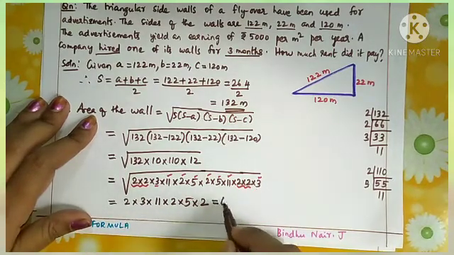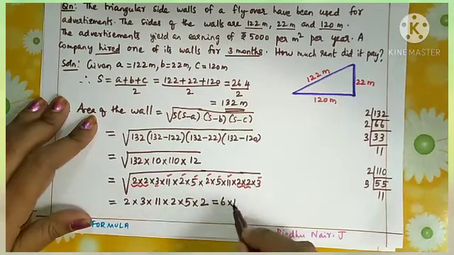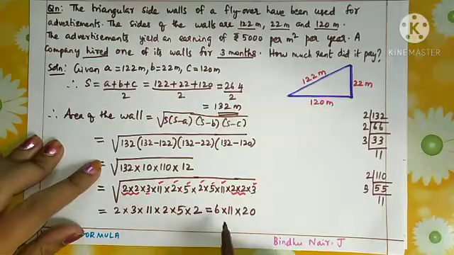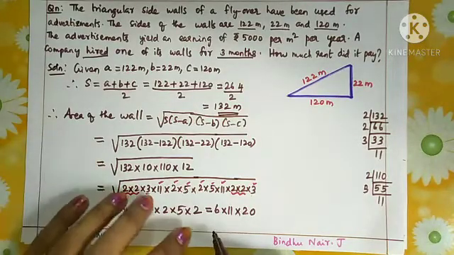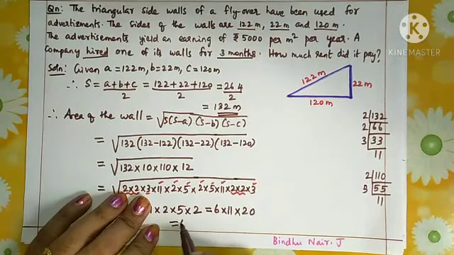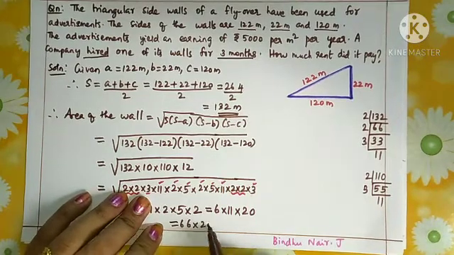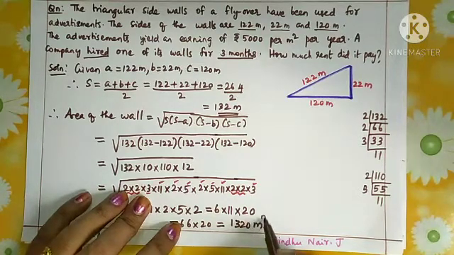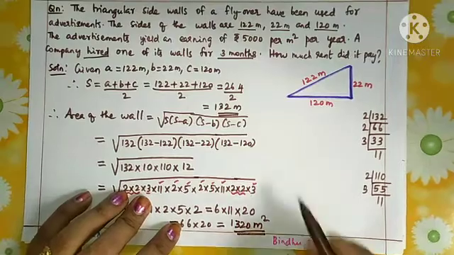that is 6 into 11 into 2 into 5, 10 into 2, 20. Okay, 6 into 11 into 20. So that is 66 into 20. You will get 1320 meter square. So what is this, children?